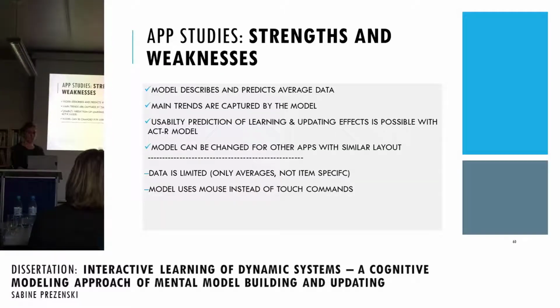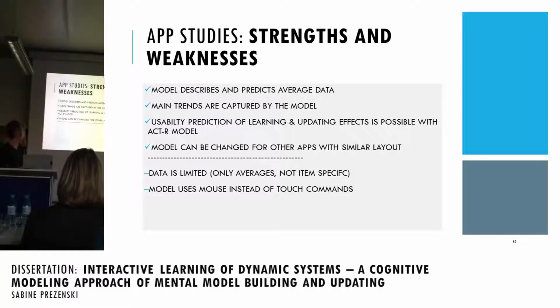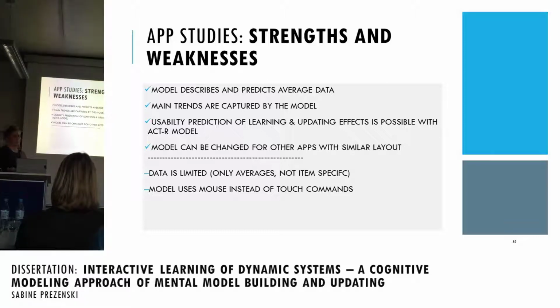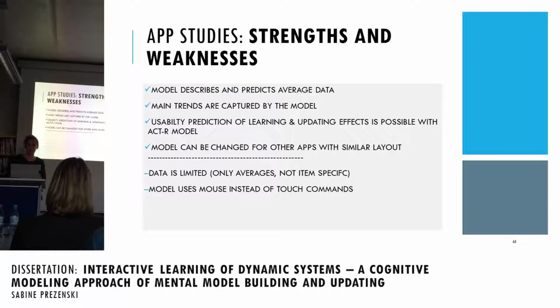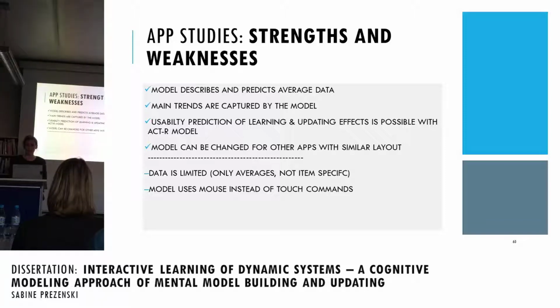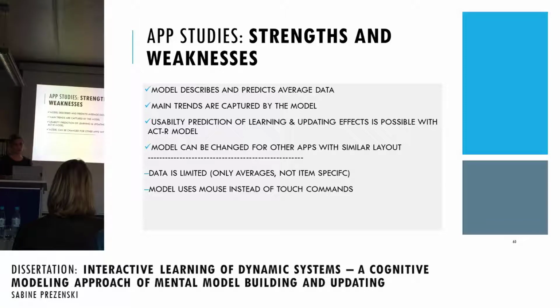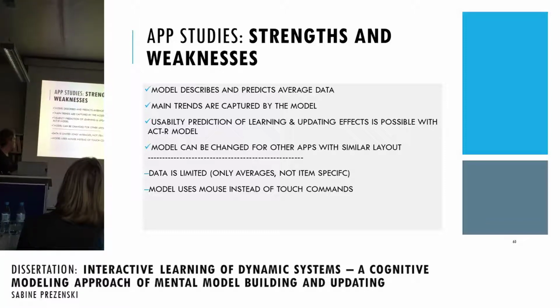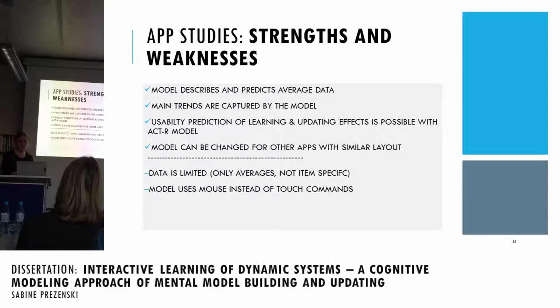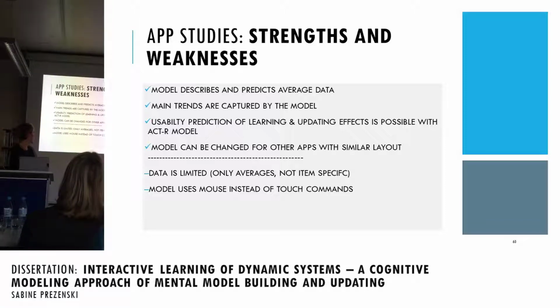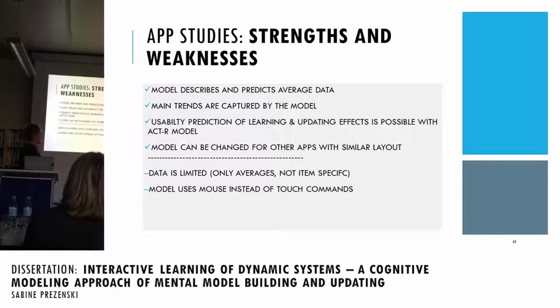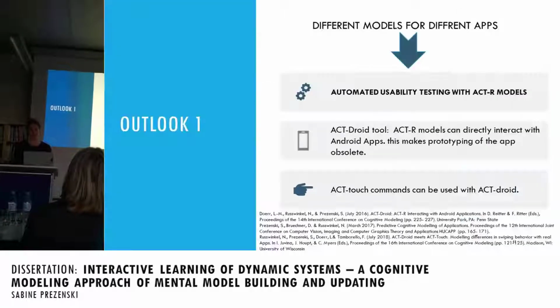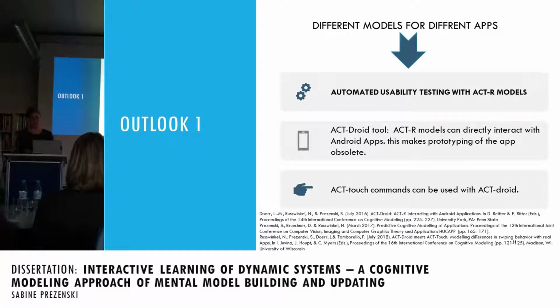Now for the app study, the strengths are the model describes and predicts average data. The main trends are captured by the model. Usability prediction of learning and updating effects is possible with the ACT-R model, and the model can also be changed for other apps with a similar layout. However, the data that we use is limited. We only have average data over many items and not item-specific data, and also the model uses only mouse instead of touch commands.